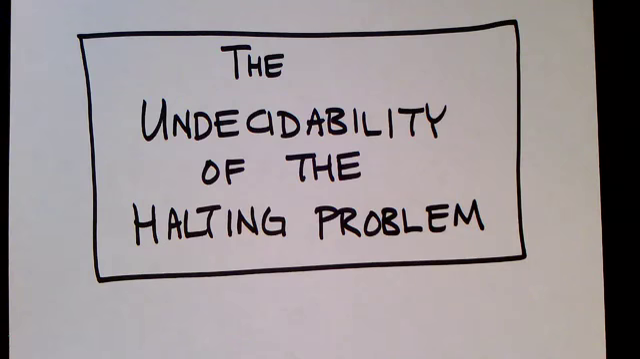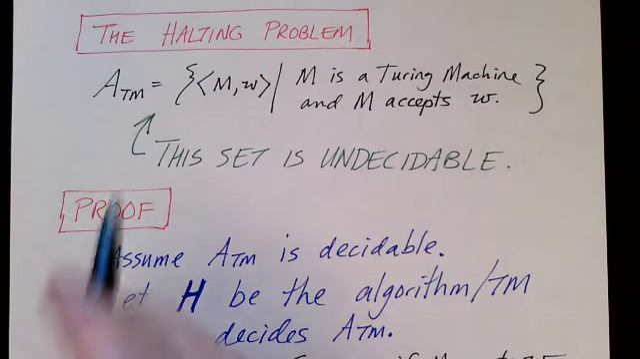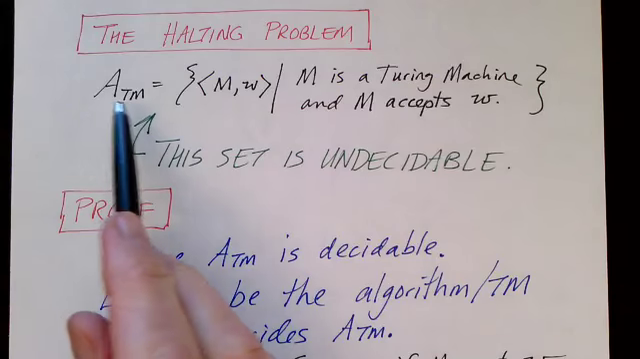Here we're going to provide an actual proof that there is no way to determine, in general, whether a given Turing machine will halt or not. So let's begin by restating the problem. Here's our language, A sub TM.